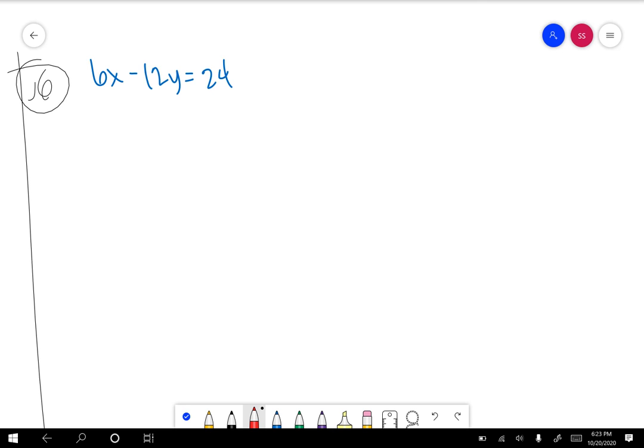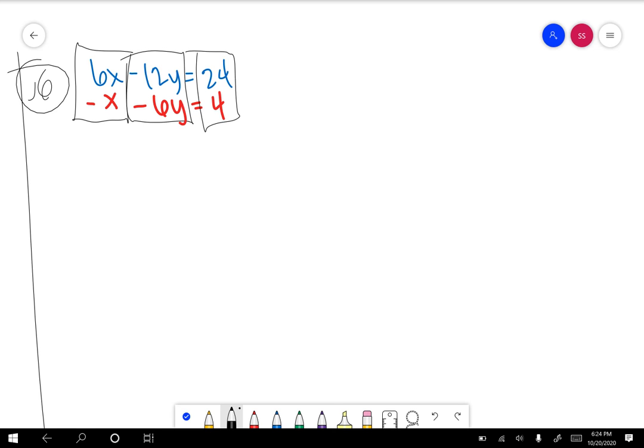Okay. Negative x minus 6y equals 4. Again, step 1 is to vertically align. I'm not going to write the steps out this time, but step 1 would be to vertically align our like terms. Our like terms would be our x terms, our y terms, and our constants. Lucky for us, they're already vertically aligned, so we're good there.